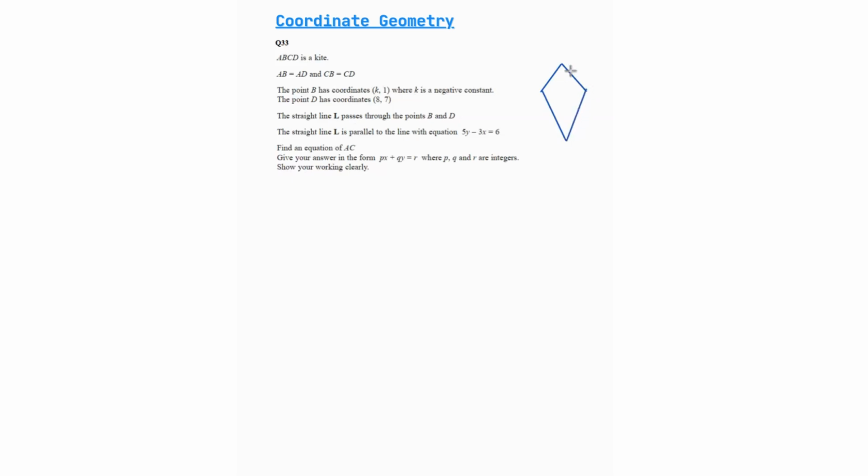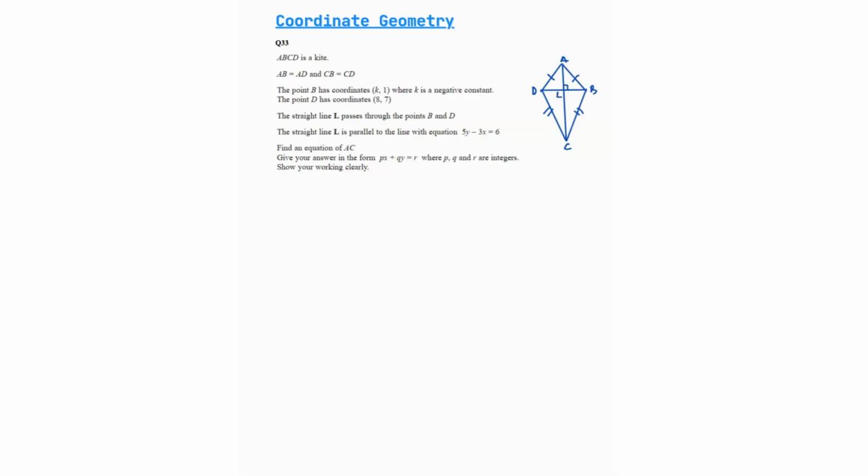They're saying A, B, C, D. AB is equal to AD, CB is equal to CD. Your diagonal AC is perpendicular to diagonal DB. That is always the case in a kite because, as you can see, it's being divided equally. The length of AB is equal to AD, which means AC is acting as a line of symmetry. Similarly, BC is also equal to DC. So this is the right angle over here.